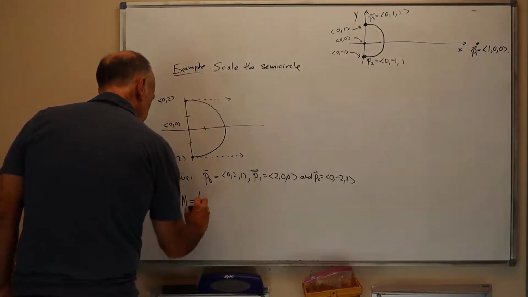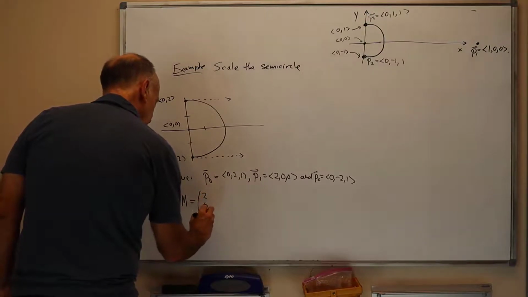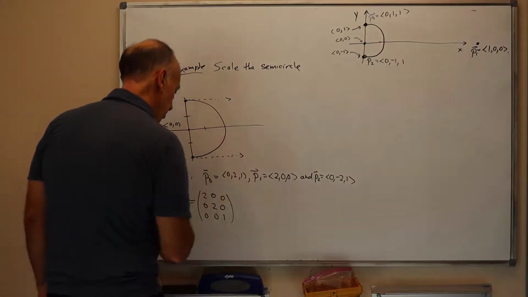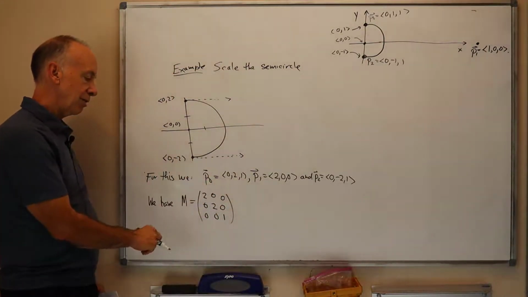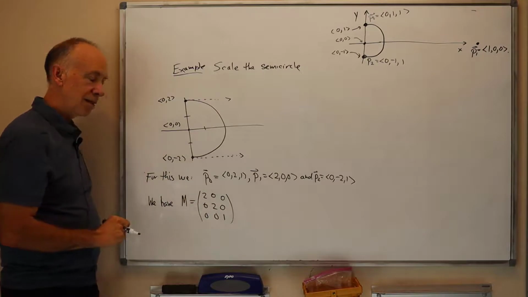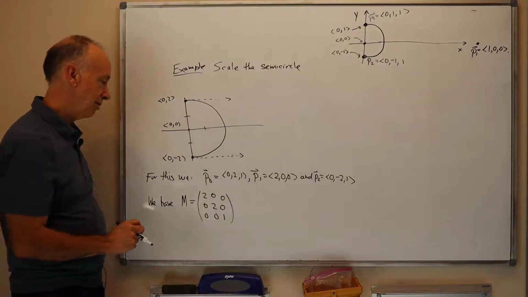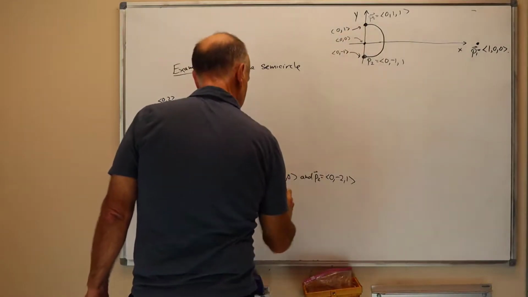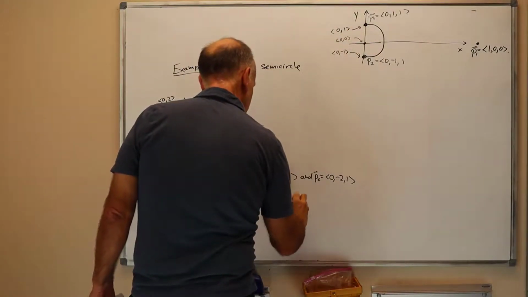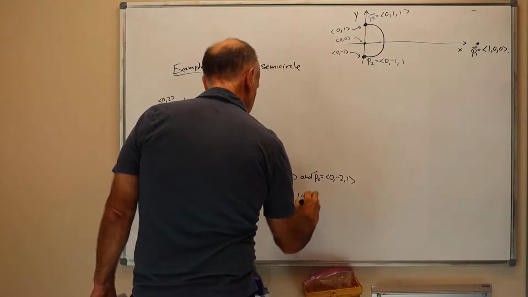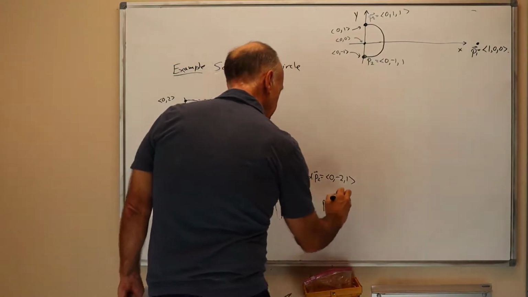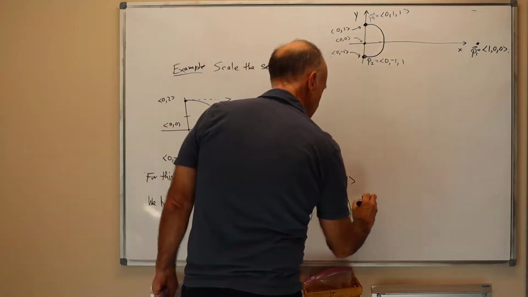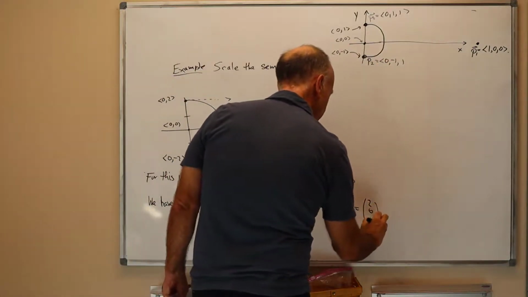We have M, our new scaling matrix, is [2, 0, 0; 0, 2, 0; 0, 0, 1]. You recall this does no translation. It keeps the origin in place, and the 2 by 2 part scales both the x and the y by the factor 2. And then M applied to the original P0, (0, 1, 1), is equal to (0, 2, 1). And M applied to the point at infinity on the original curve, (1, 0, 0), is (2, 0, 0).